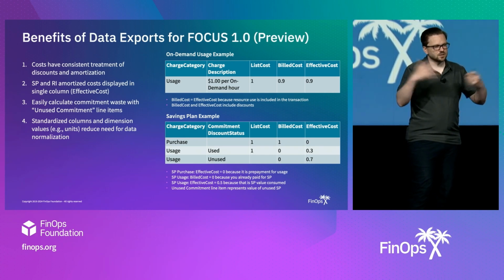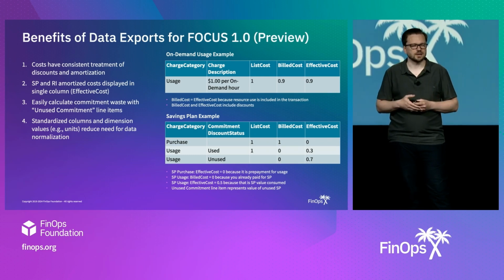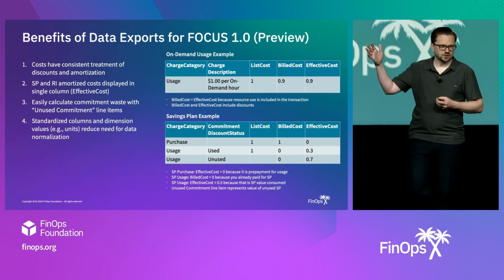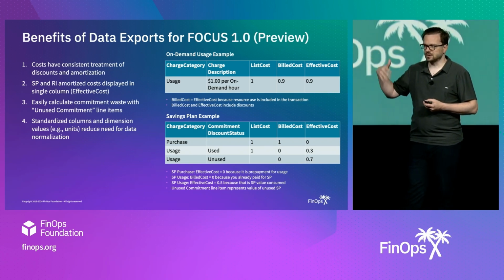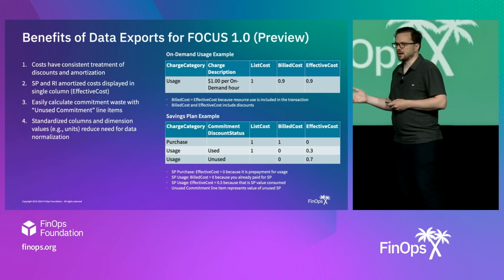So using unused commitment line items and being able to calculate that really fast and easy across multiple different data sources is awesome. So here are some examples: there's an on-demand usage example and then a savings plan example. So you can see the difference in on-demand versus committed discount status directly in the Focus format.